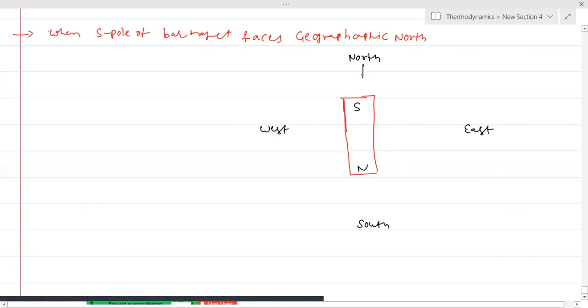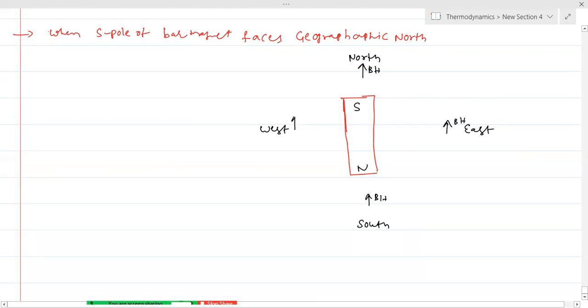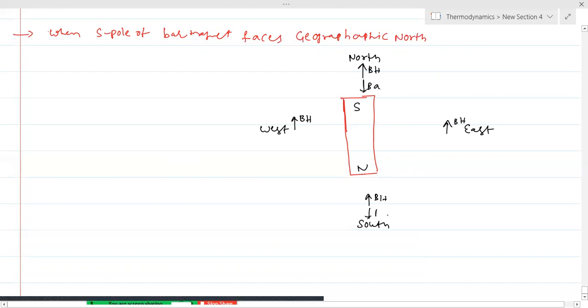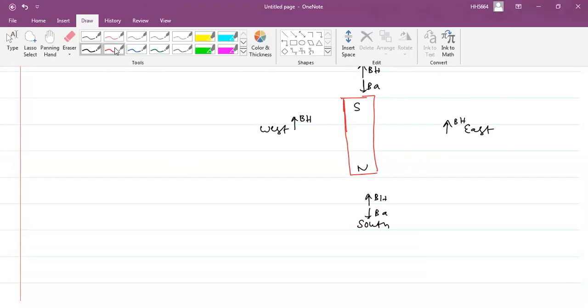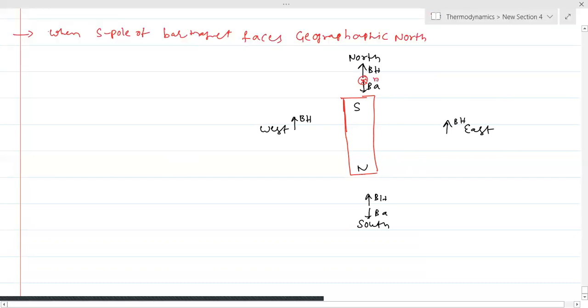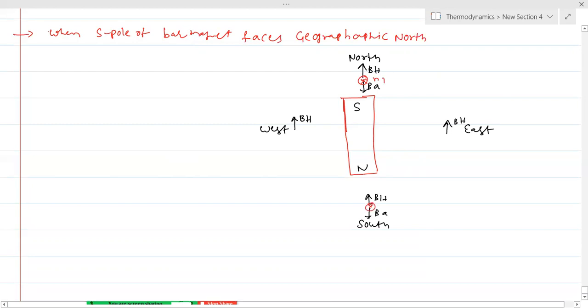So first we will decide the BH. BH is always towards north. Anywhere we can see that BH is towards north. And we will take the axial line. The axial line is S to N. So here we have two null points. This is N1, let us say, and this is N2, where we can see that B and BH are opposite. Then two null points.